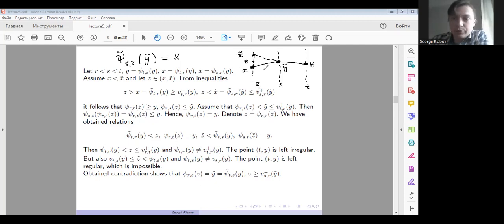Now let's look at some properties of Z. The point Z is bigger than X, and X is ψ̃_{TR} of Y. We have defined ψ̃ in such a way that it is either V⁺ or V⁻. In any case, ψ̃_{TR}Y is greater or equal to V⁻_{TR}Y. Recall that V⁻ is the left continuous generalized inverse. In particular, this inequality implies that ψ_{RT} of Z is greater or equal to Y. So we have this inequality.